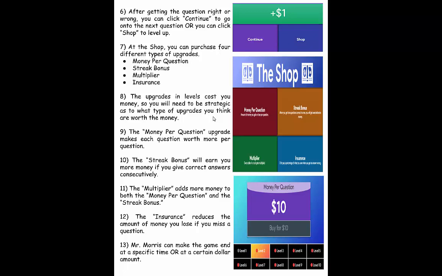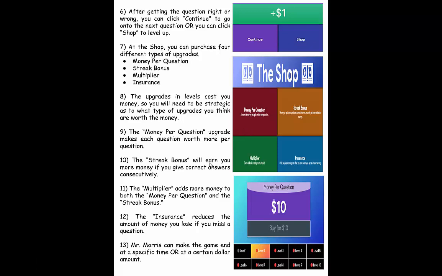So just quickly going over the 4 different types of upgrades. The money per question upgrade makes each question worth more money per question. So you can get it so that at level 2, you get $10 per question right, but then you lose that same $10 if you get the question wrong. So that's for students that want to up the ante as far as how much the questions are worth.